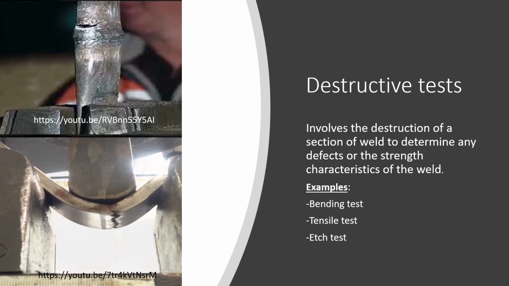And an etch test would include cutting a cross section of the weld and putting an acid-based solution on it to find any impurities that you can't visually see.